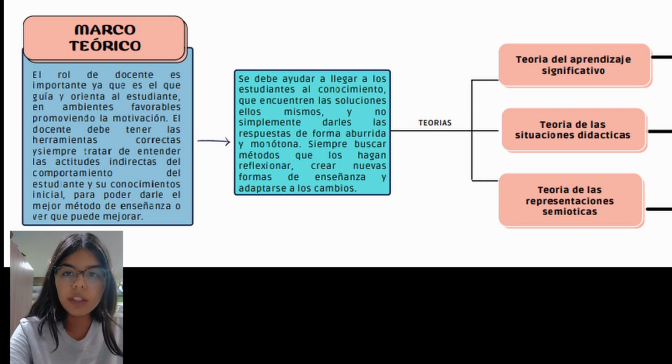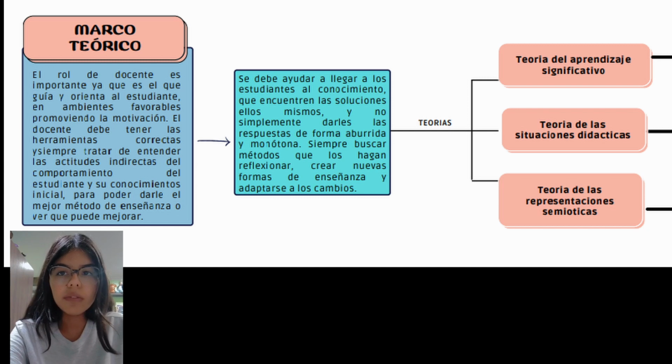The role of the teacher is important. The teacher is the one who guides the student. The teacher must have the correct tools and try to understand the indirect attitude of the student's behavior and his initial knowledge, to give him the best teaching method or see what can be improved. It should help bring the students to the knowledge to find the solution themselves and not give them the answer in a boring and monotonous way. Always look for methods that make them reflect, create new ways of teaching and adapt to change.